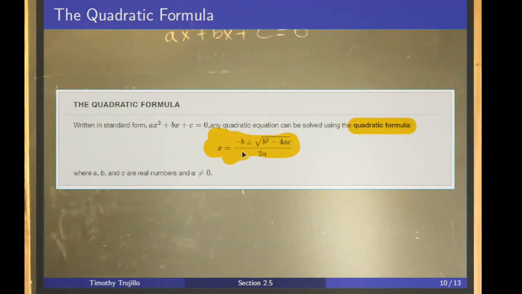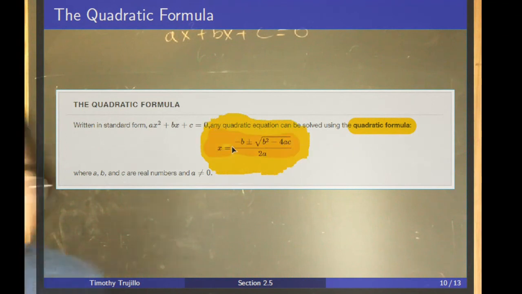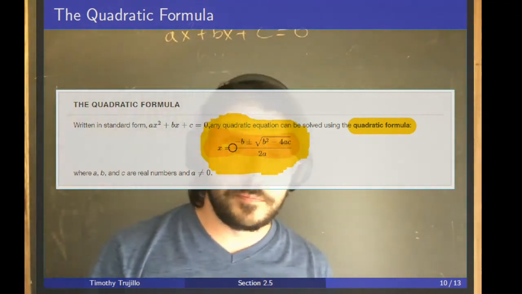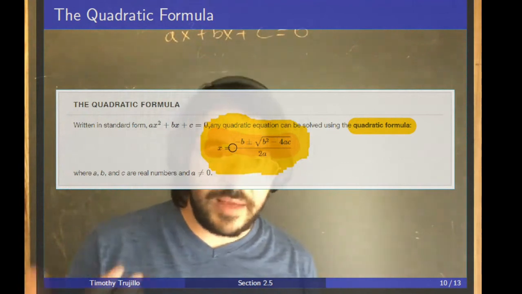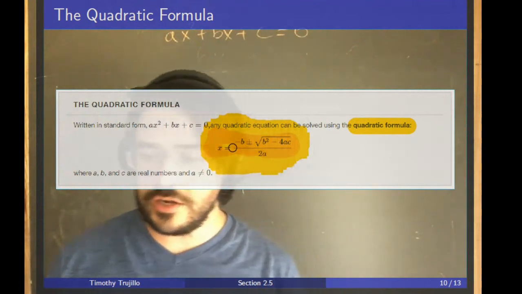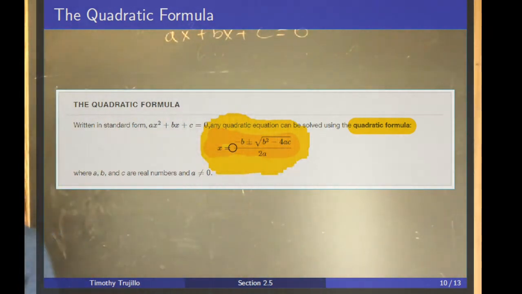You'll need to know this formula for the exam. It's not going to be given to you, and you will be expected to use it. Those of you not going on to calculus, this is one of the most important parts of the course, because a lot of classes that use this as a prerequisite that are not math courses will expect you to know how to use this quadratic formula.